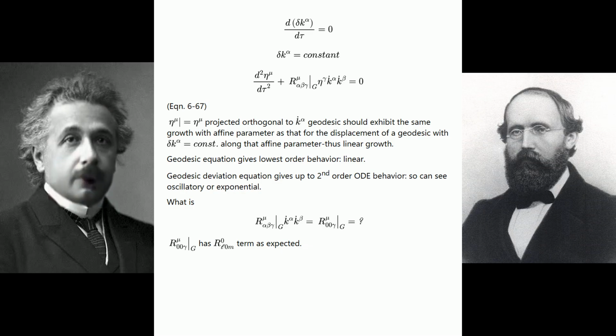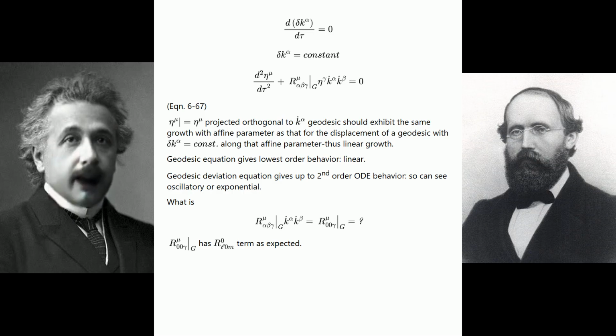The geodesic should exhibit the same growth with affine parameter as that for the displacement of a geodesic with δk^α equals c(t) along that affine parameter, thus linear growth. The geodesic equation gives lowest order behavior, linear. The geodesic deviation equation gives up to second order ODE behavior, so can see oscillatory or exponential. See the next equation shown.